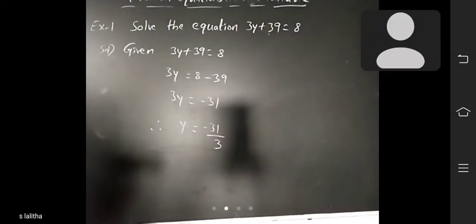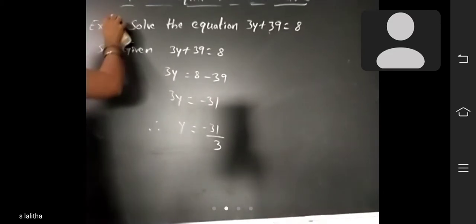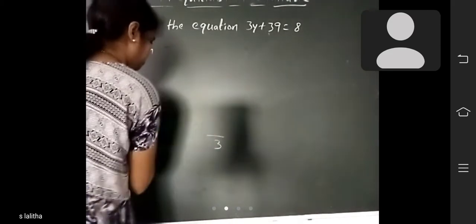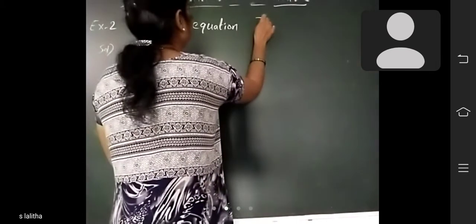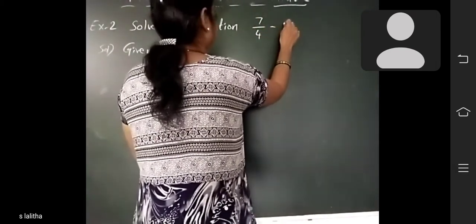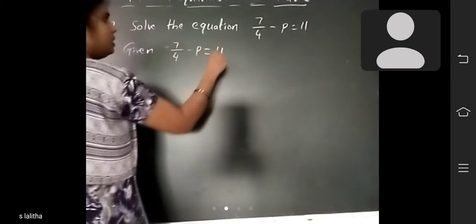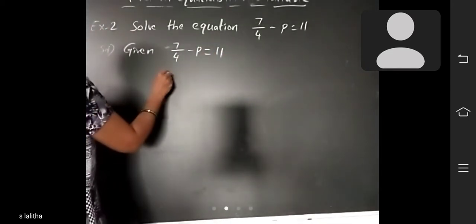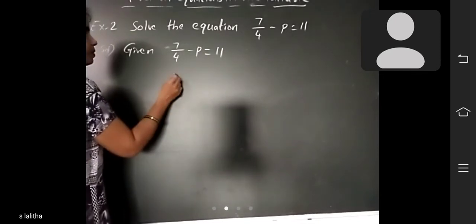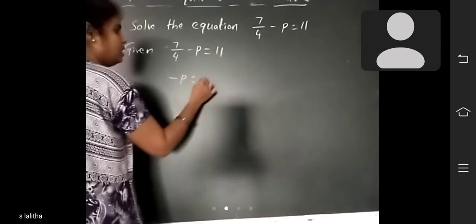Next example 2, see children. Solve 7 by 4 minus p equal to 11. So what is the given equation? 7 by 4 minus p equal to 11.